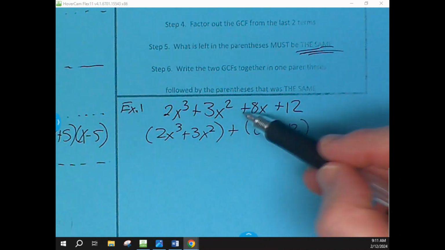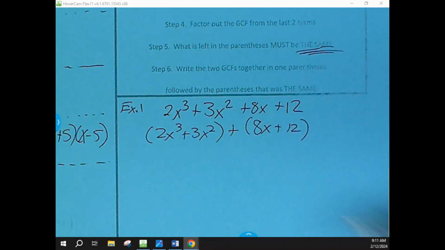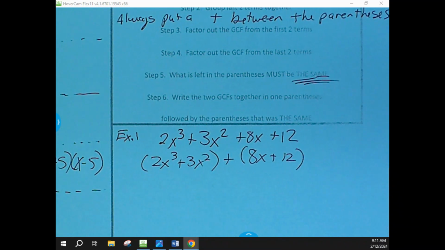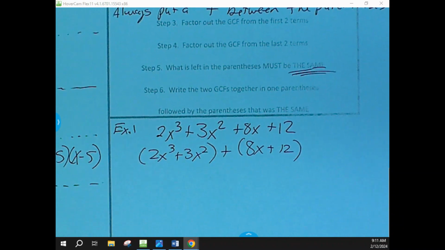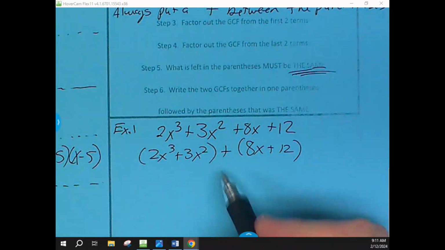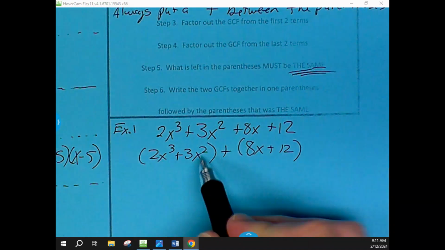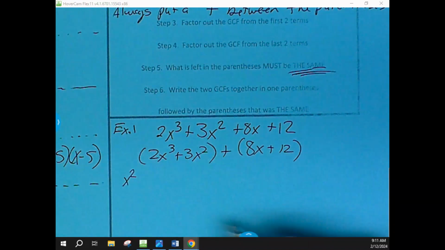If that was a minus, that minus would have to go inside here, and then we'd have to put a plus there. Basically, we need a plus negative, if you think about it that way. Okay, so there's our first two terms. We've got a plus in between the parentheses. So now we're just going to do GCF. If it's 2x to the third and 3x squared, there's nothing in common with the 2 and the 3, but we do have x to the third and x to the second, so we can take out two x's.